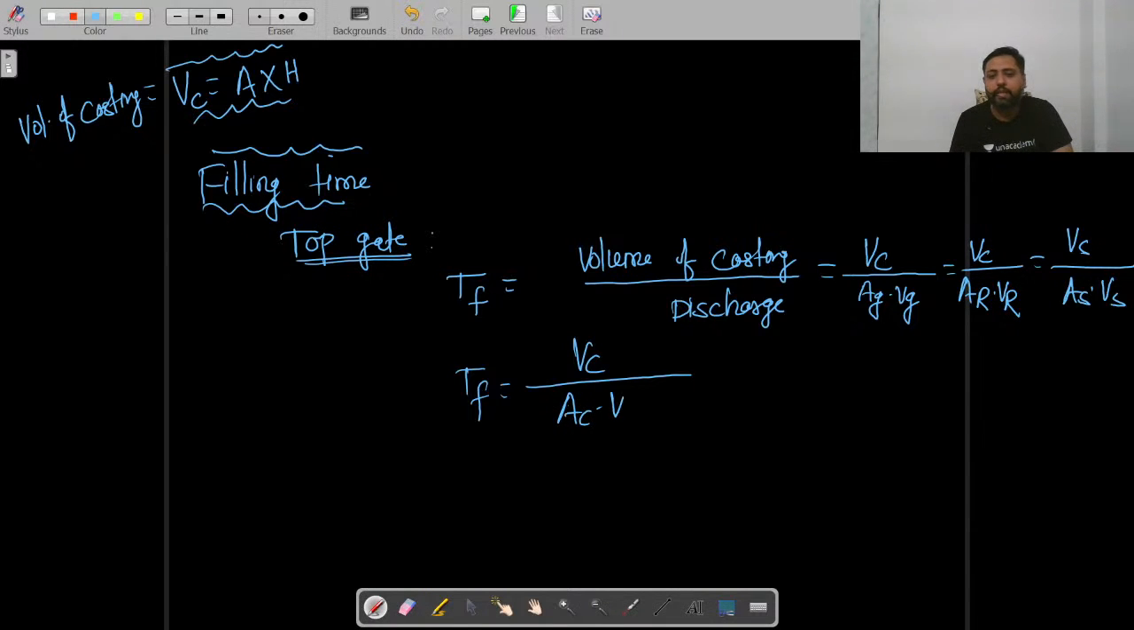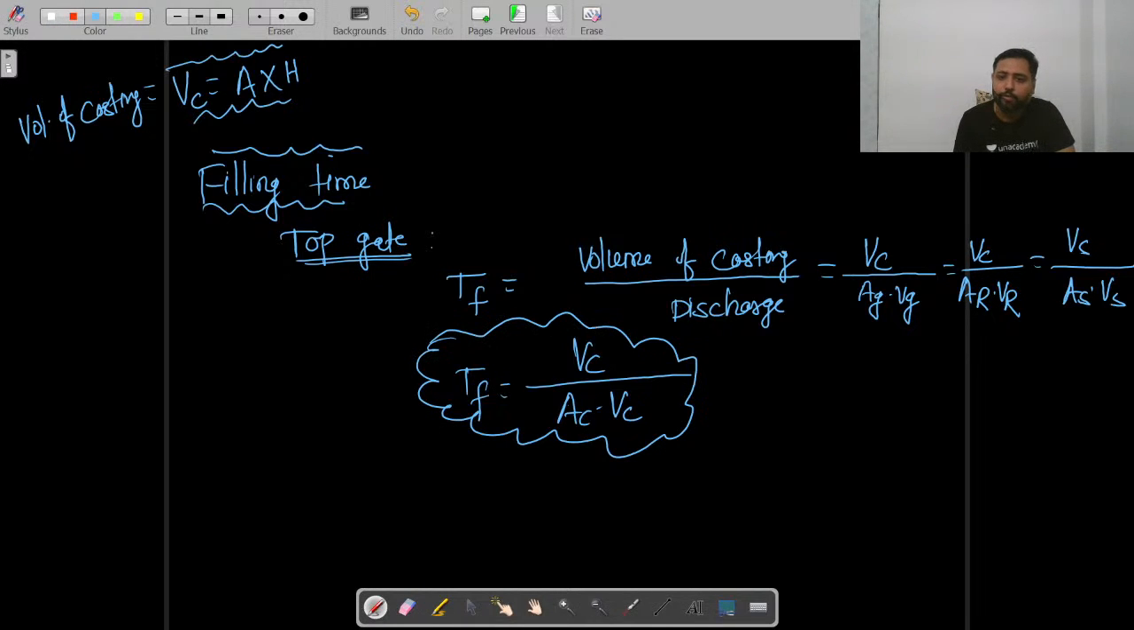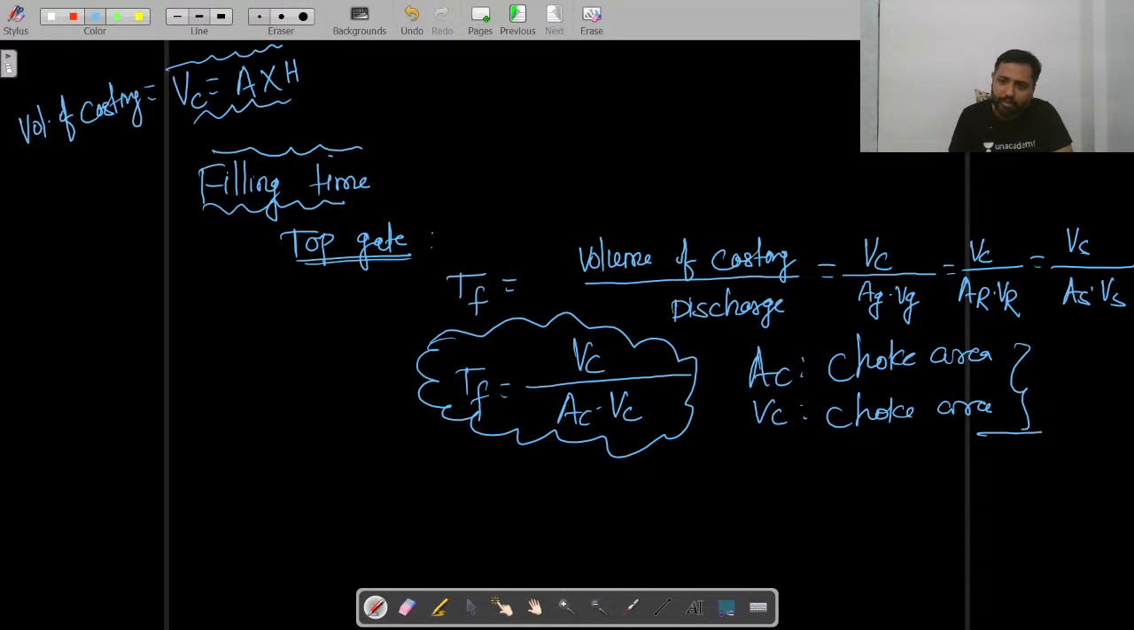Choke area is the one area which is the smallest in cross section, right? So there also, choke area multiplied by VC. AC is your choke area, the minimum possible area in this whole channel of sprue, runner and gate, and VC will be the velocity at that choke area. This also they can ask you. So do not think, what is this choke area, an alien term coming here, right, my dear students?